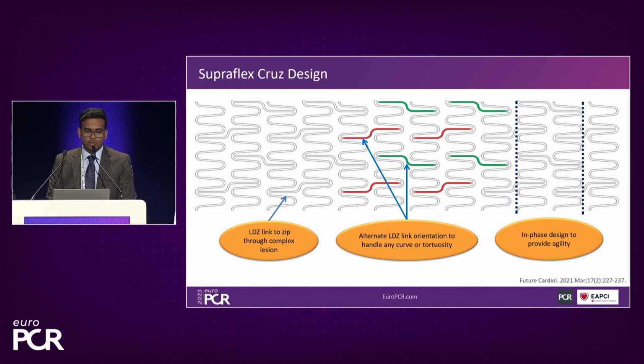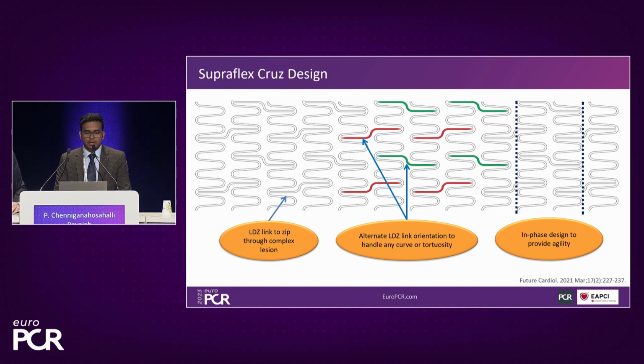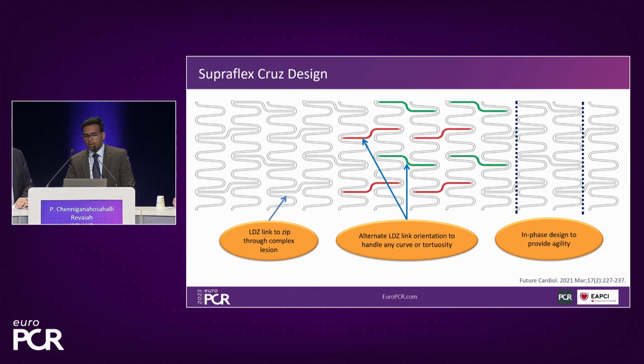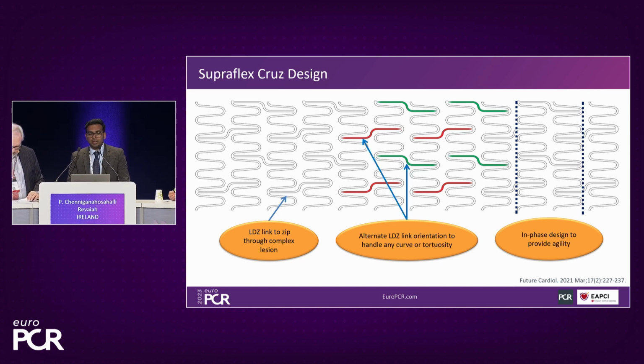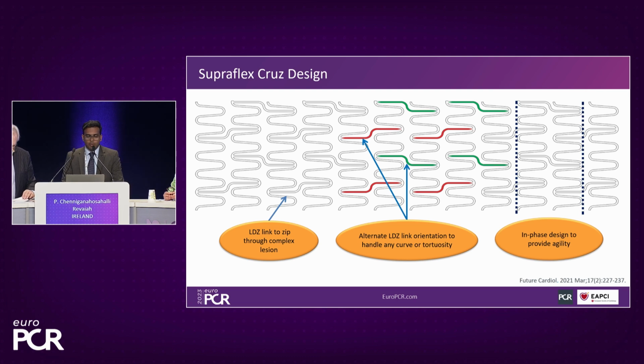So we know Supraflex Cruz stent system has ultra-thin stent struts. It is 60 microns in thickness. The unique characteristic of the stent is that there are dual Z connectors which are going from crown to crown, forming an LDZ link. So the alternate LDZ link gives good flexibility and trackability. And these connectors are alternated so that you have a very wide cell, including 4 valleys.